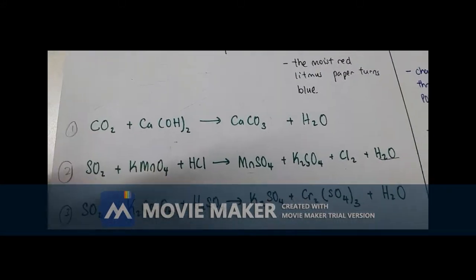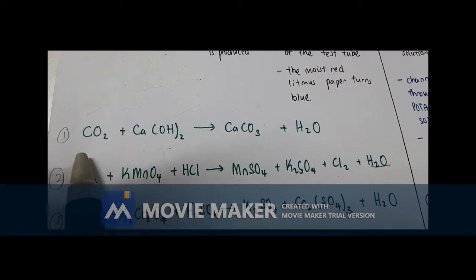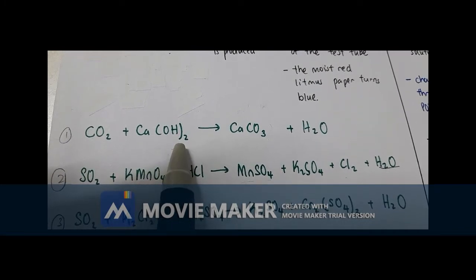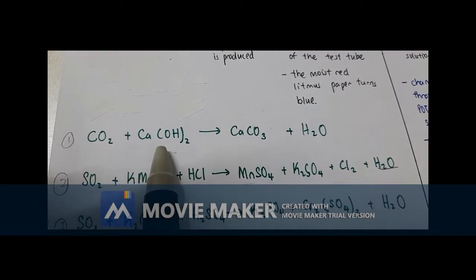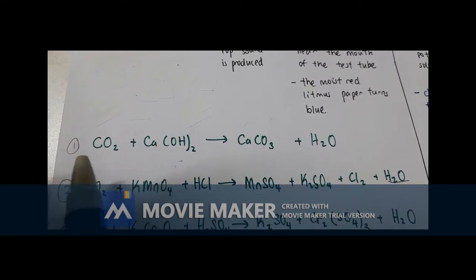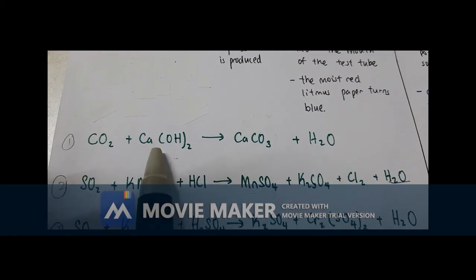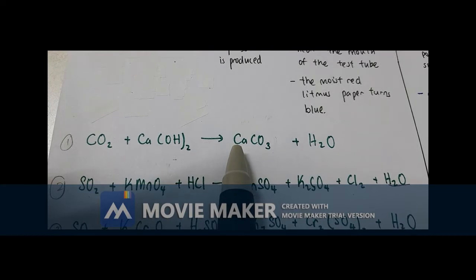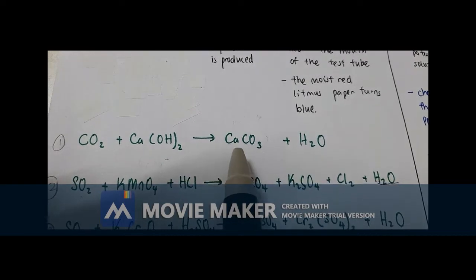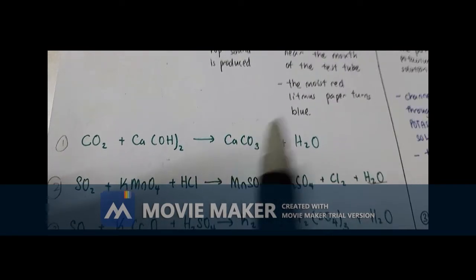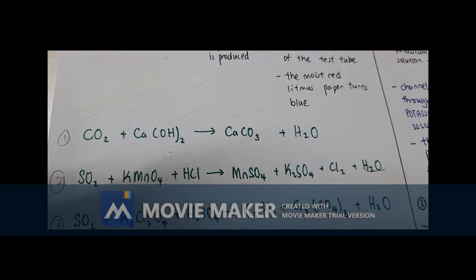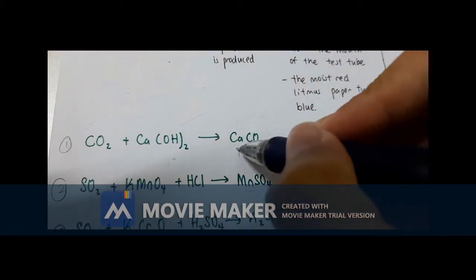So you have CO2 gas here, which is what we want to test the presence of, and you have Ca(OH)2. This is calcium hydroxide, and it's also known as lime water. So CO2 plus calcium hydroxide will produce calcium carbonate and also water. Calcium carbonate is a salt. It is also an insoluble salt. Okay, calcium carbonate is an insoluble salt.